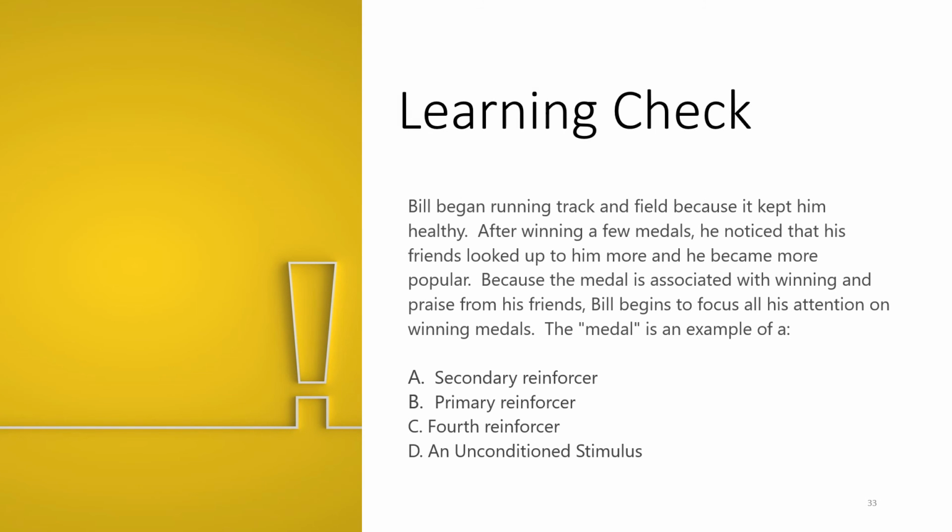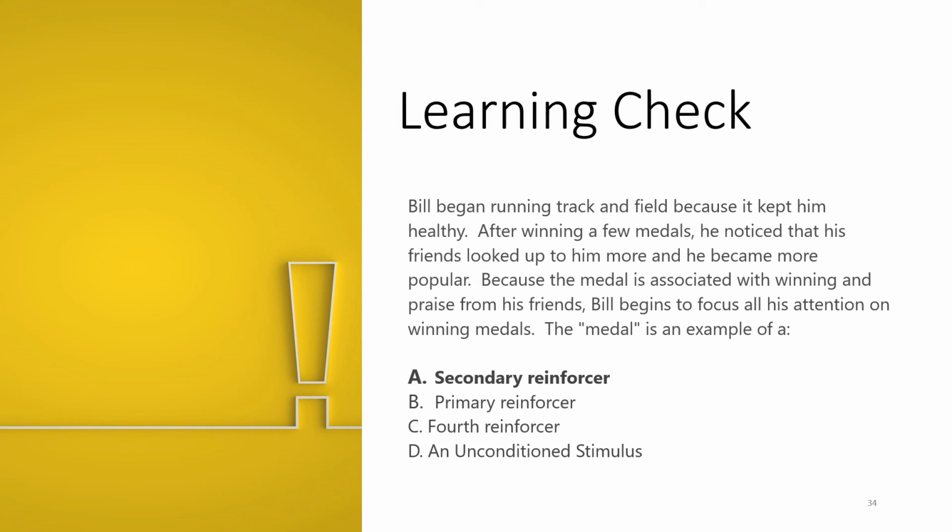Here's another one. Bill began running track and field because it kept him healthy. After winning a few medals, he noticed that his friends looked up to him more and he became more popular. Because the medal is associated with winning and praise from his friends, Bill begins to focus all his attention on winning medals. The medal is an example of a secondary reinforcer, primary reinforcer, fourth reinforcer, or an unconditioned stimulus. If you're not sure, go back and look in your notes or rewind the video.